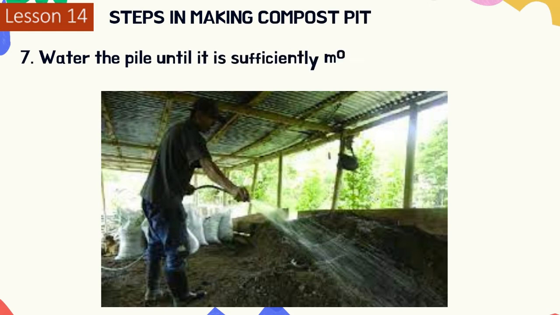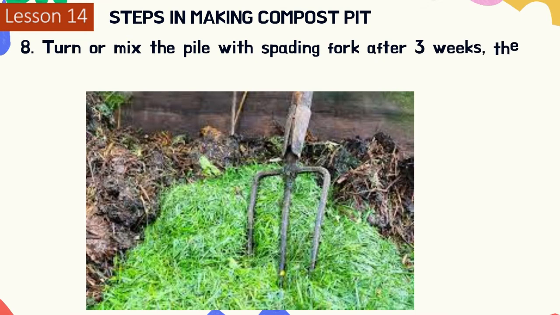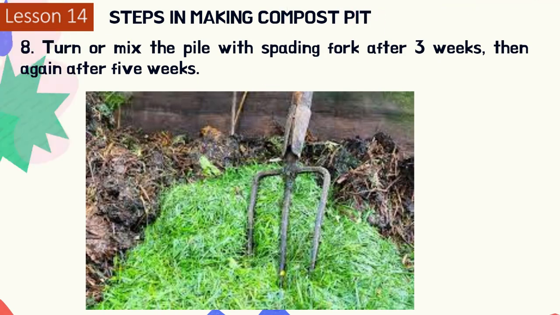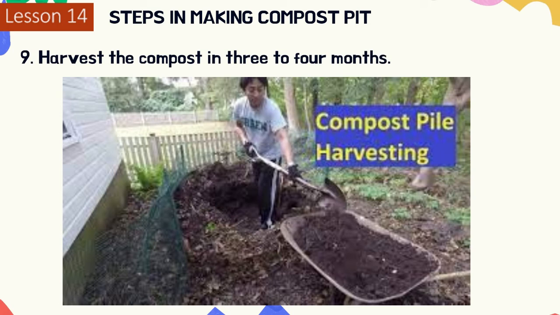Number 7. Water the pile until it is sufficiently moist. So you have to water regularly. Number 8. Turn or mix the pile with a spading fork after 3 weeks, then again after 5 weeks. Number 9. Harvest the compost in 3 to 4 months. That's the topic and the steps in making a compost pit. Now we will discuss how to prepare fermented plant juice, or FPJ.